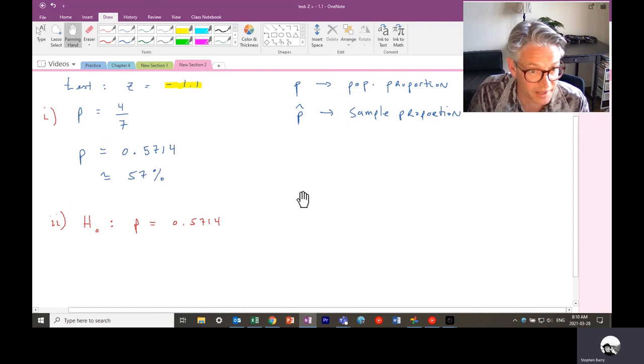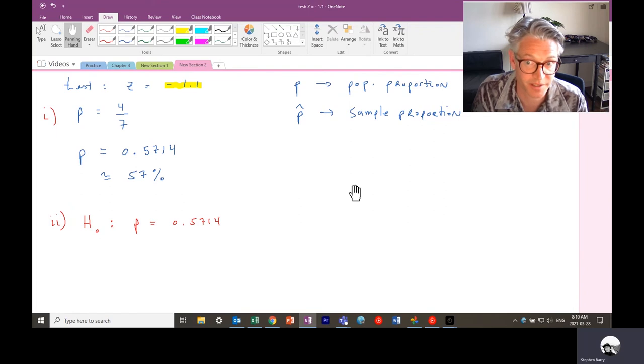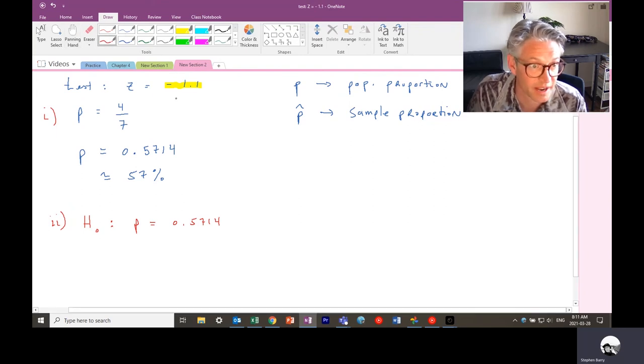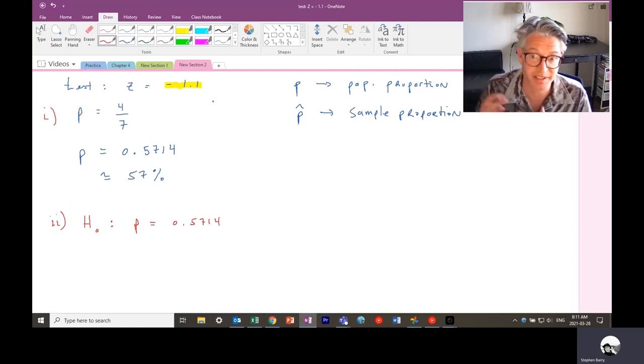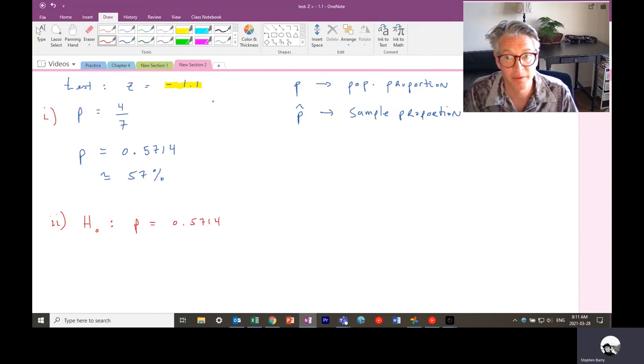I'll go back to that in a second, but they don't say that. They don't say test the claim that it's decreased. They just say test the claim that it is. And so because of that, again, if it was me doing the research in a real world scenario, when you're collecting data, you want to show if something has decreased or increased, which means you'd be doing a one-tail test.